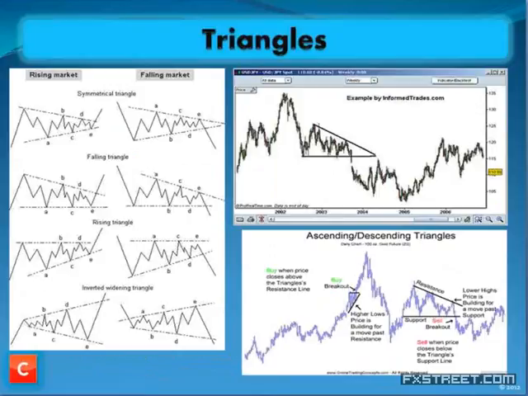Right, triangles, another thing. Okay, you have a symmetrical triangle, falling triangle, rising triangle, inverted widening triangle. Leave those alone.